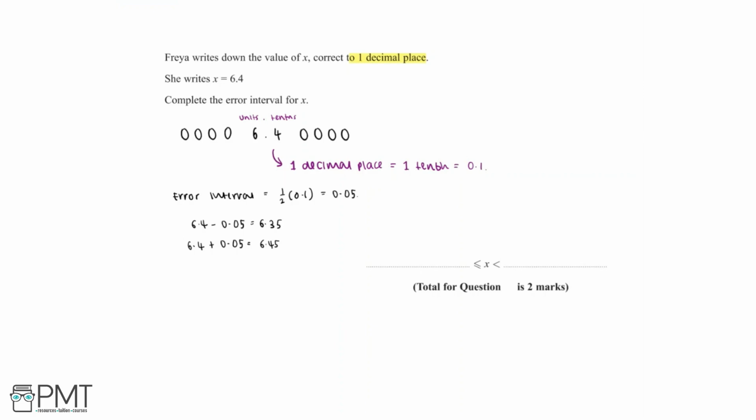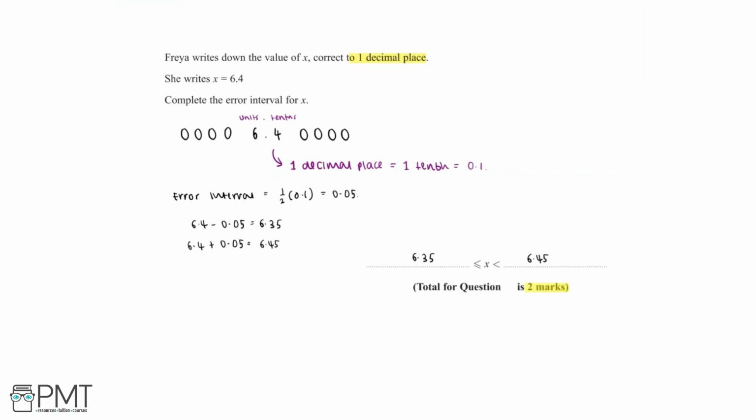6.4 take away 0.05 is equal to 6.35, and 6.4 plus 0.05 is equal to 6.45. And so our error interval for the value of x would be 6.35 is less than or equal to x, and x is less than 6.45, which we've shown over here. And so we've now correctly written down the error interval for x.